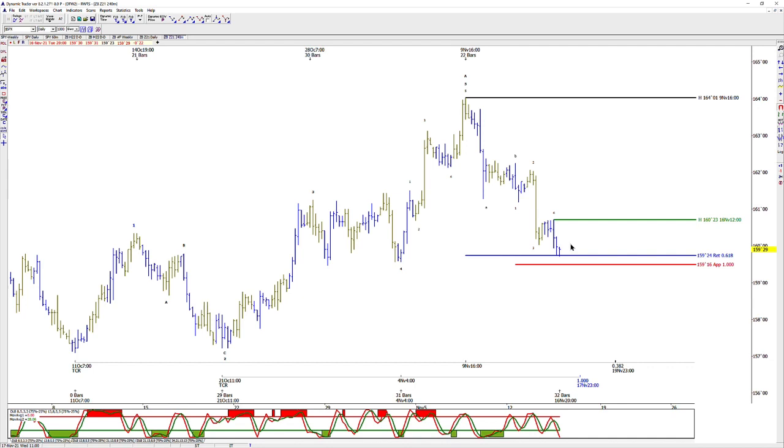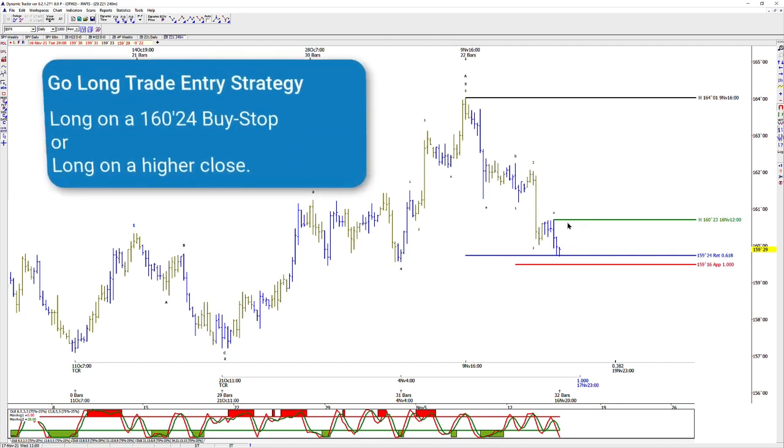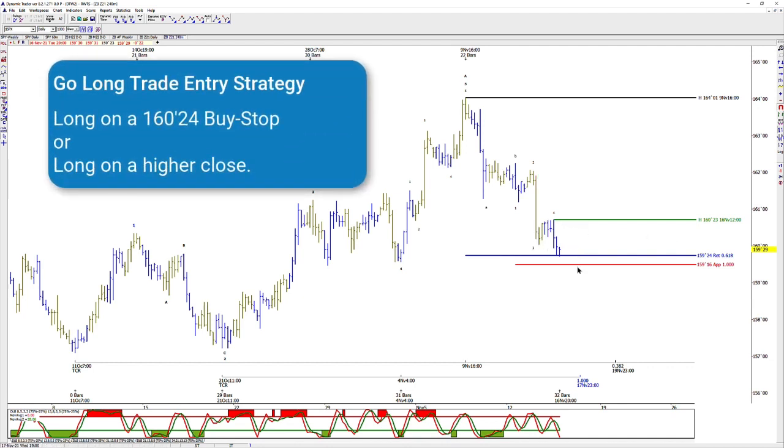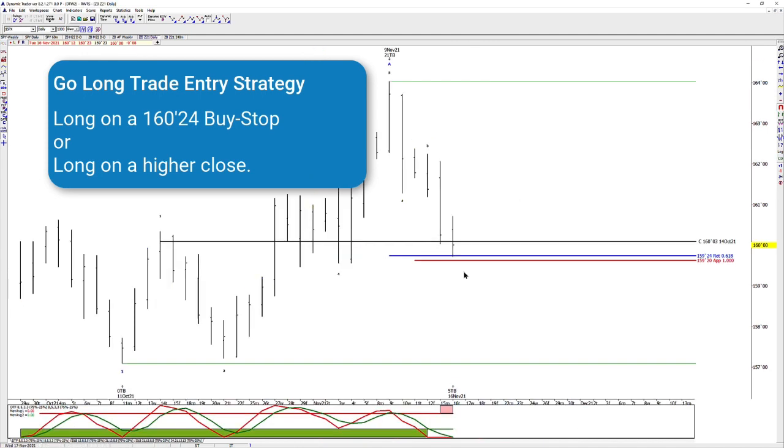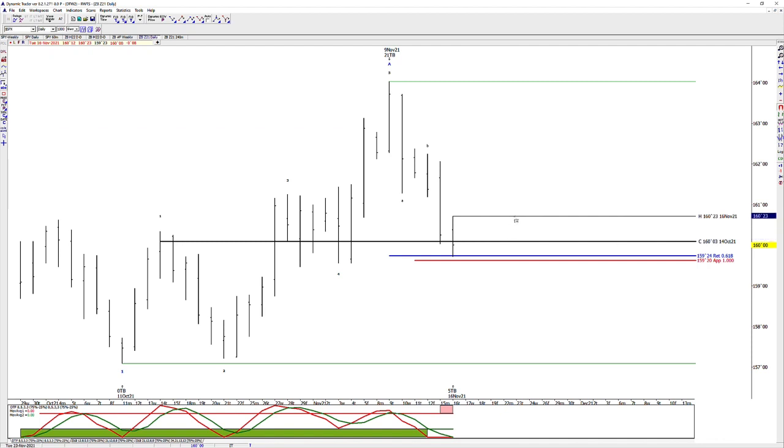So our trade entry strategy would be a buy stop above 160.23, or a higher daily close. So a higher daily close, a close above the prior day's close. Either one of those would be the entry strategy. So let me also put in, that was that wave 4 of 5 of C high, 160.23. So we have our go long trade strategy, the entry and the initial stop, if the market fulfills that in the days ahead. So let's add some data and see what happens.